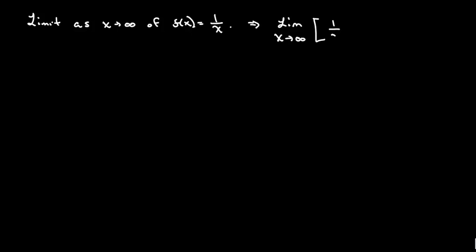So for part A, we want to find the limit as x approaches infinity, or as x becomes extremely large in the positive direction, of the function f of x equals 1 over x. Notation, we write it as this: the limit as x approaches infinity, and now we put our function in here, 1 over x. Let's just go ahead and make that look a little bit better.